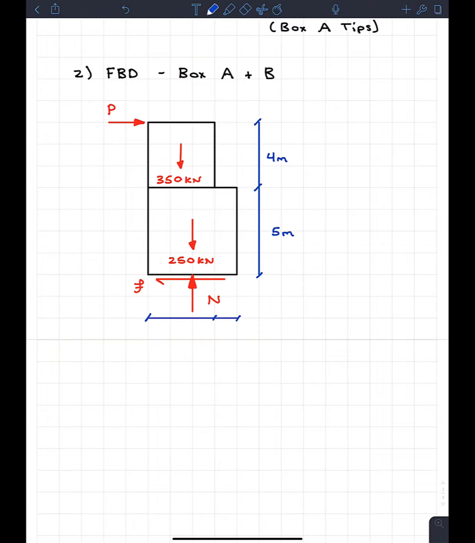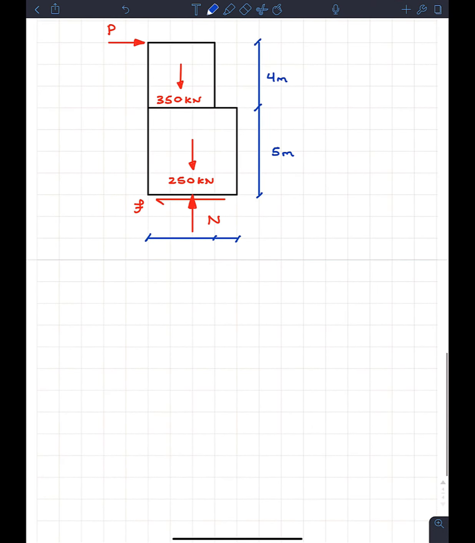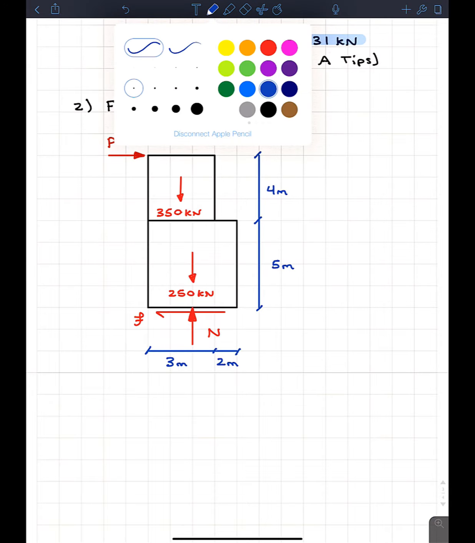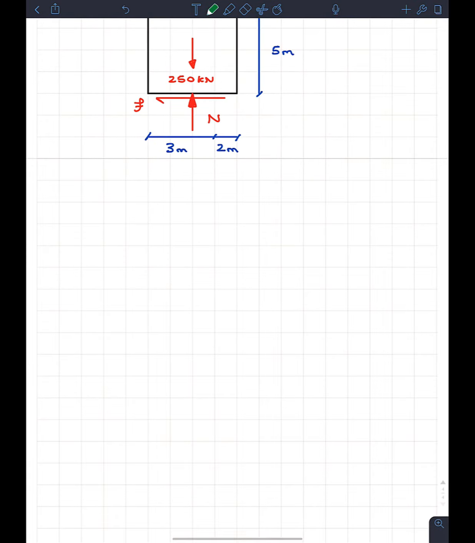Box A is 3 meters and box B is 5 meters. So in the end, what we have is 3 meters and 2 meters. And if we look at this free body diagram, it's done. So remember, if box A and B are sliding together, and I'm going to put this in the same color, the dark green, like a tree. So we say if box A and B slide, well, therefore our friction must be equal to mu times N.